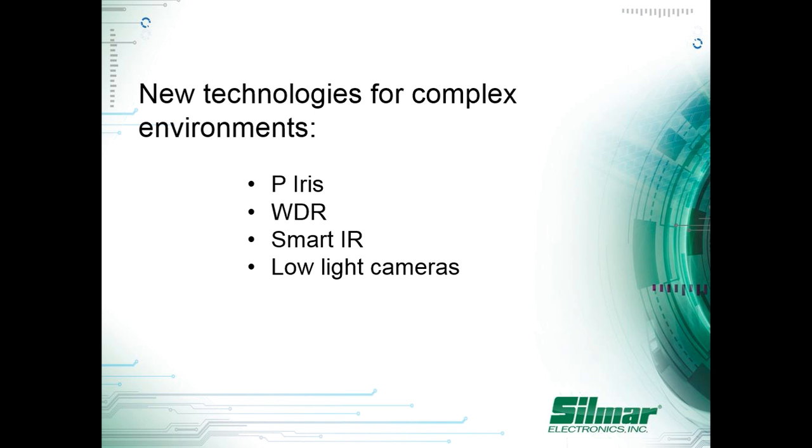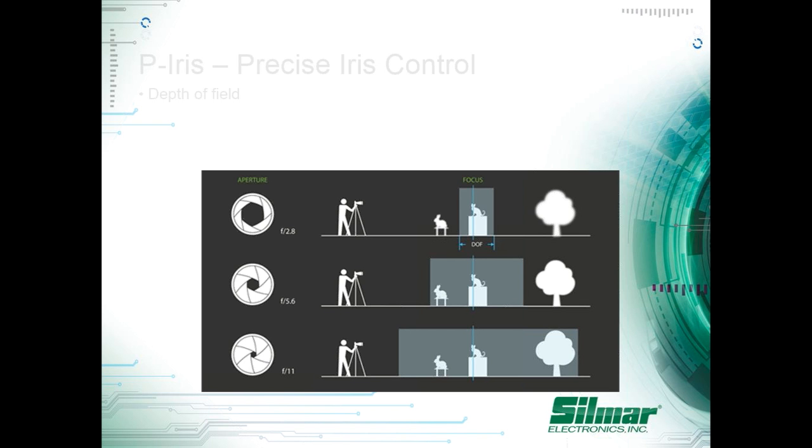So let's talk about a few technologies that we see in IP cameras nowadays. The four that we're going to talk about are P-Iris, wide dynamic range, smart IR, and low light cameras. These are technologies that we find very necessary in certain scenes, and we're going to go over where to use them and when they're most useful.